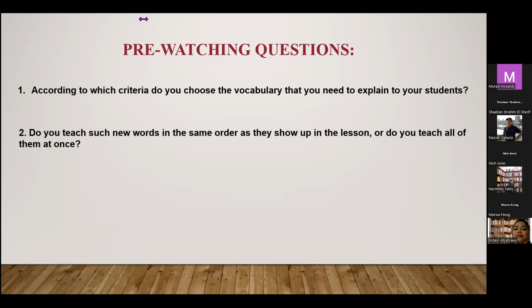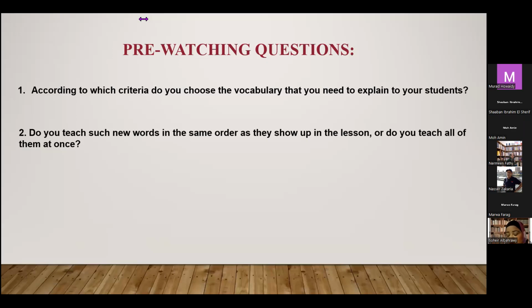We have a different answer here from Safa. She says according to the familiarity, or according to the familiar words. So you think you should start with the words familiar to the students and teach them before other words. The main focus here is on the new words, not the familiar words.